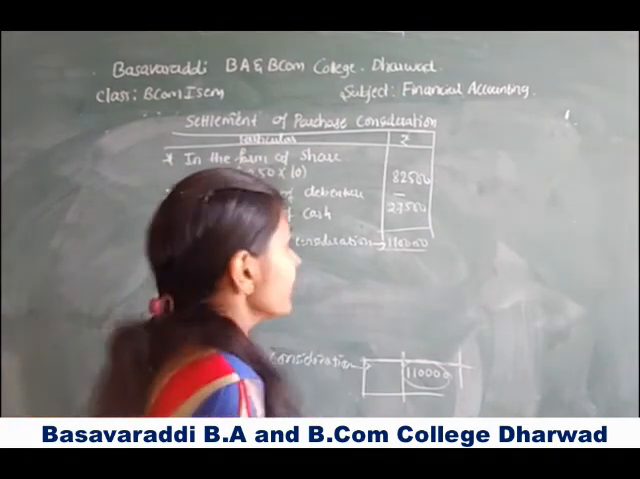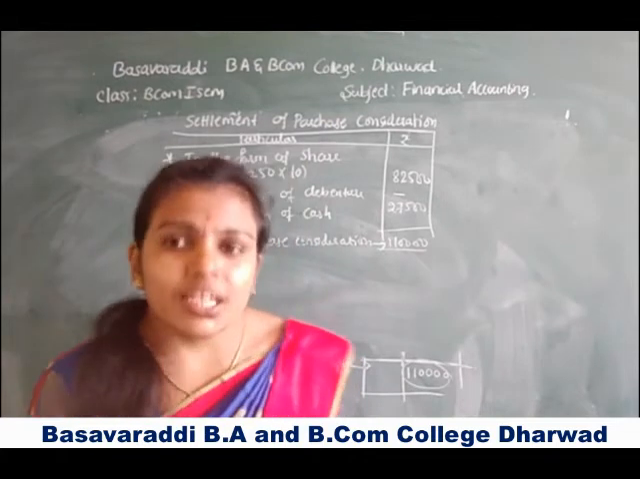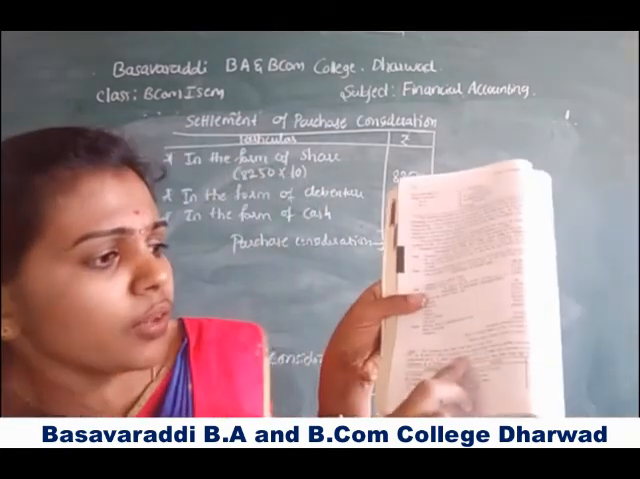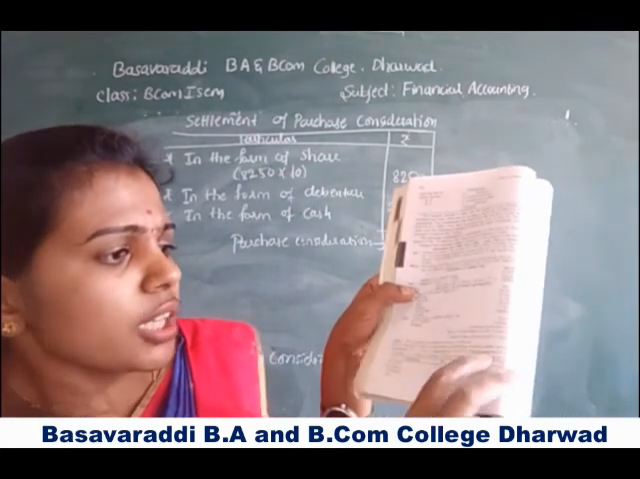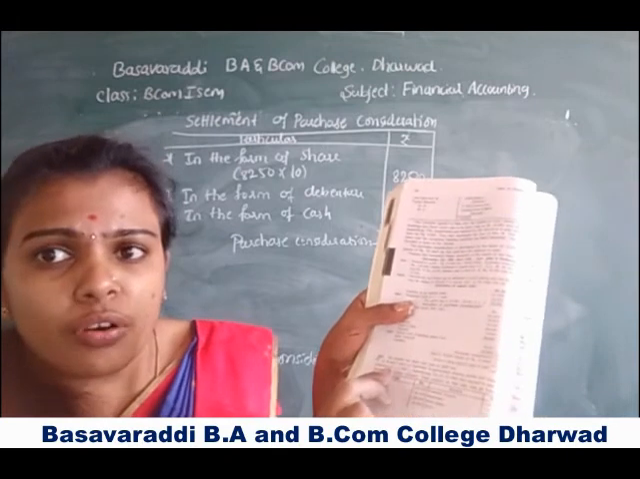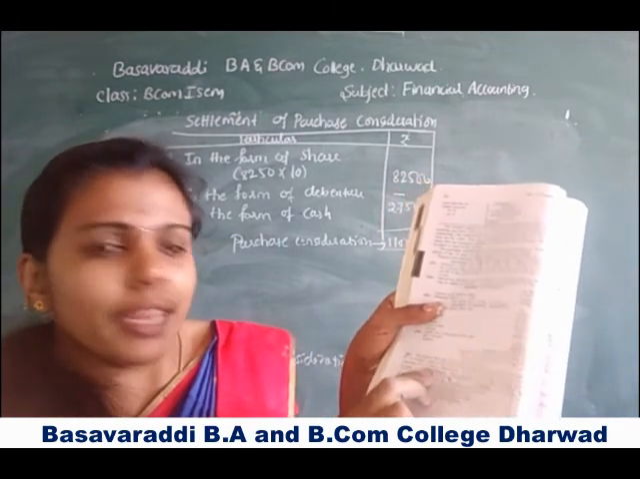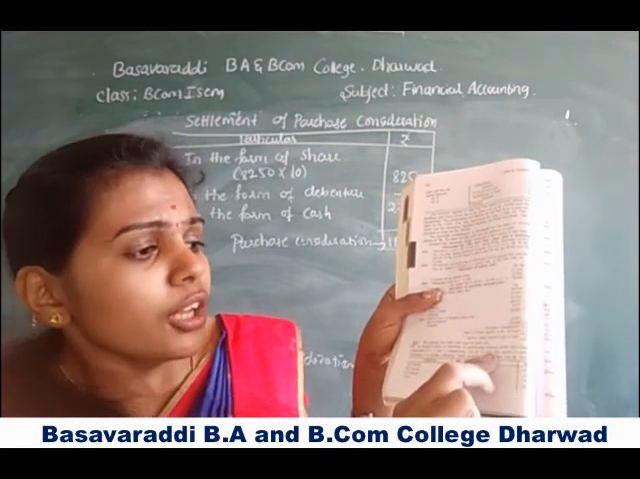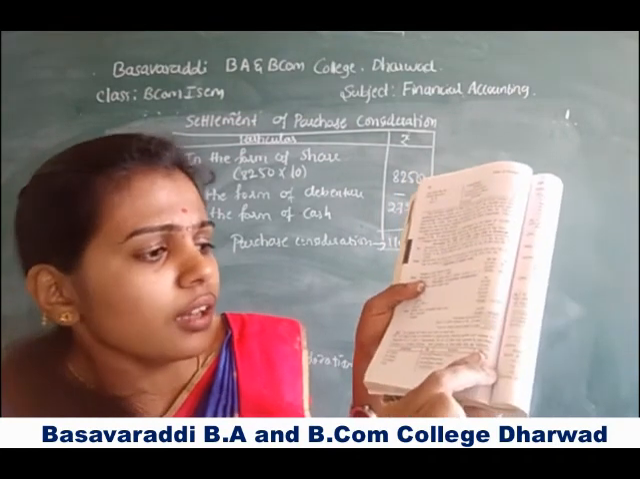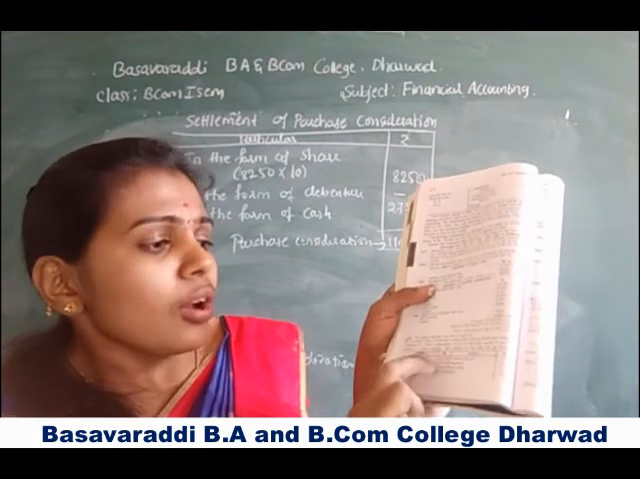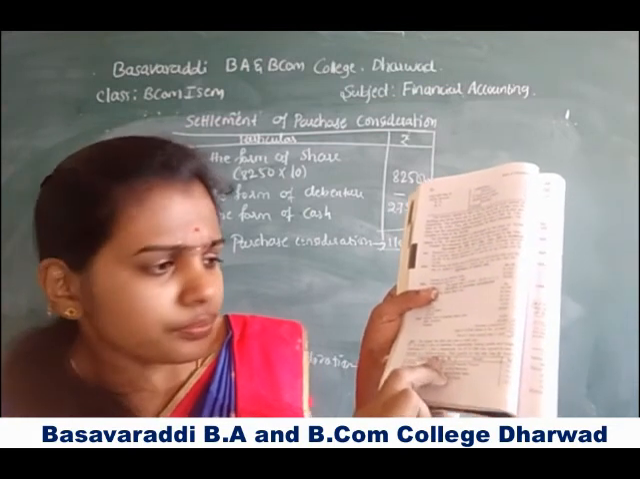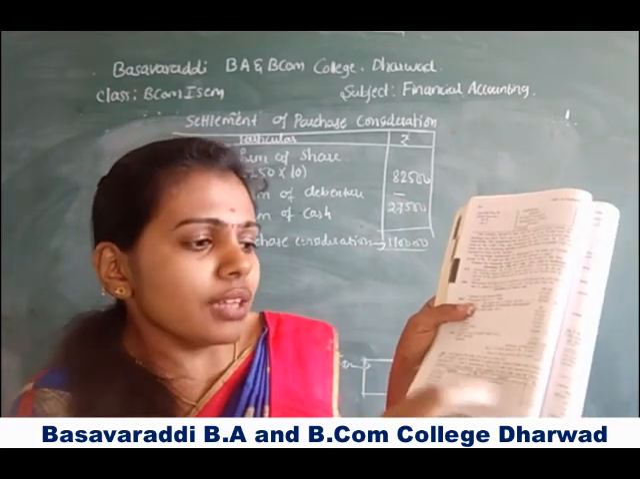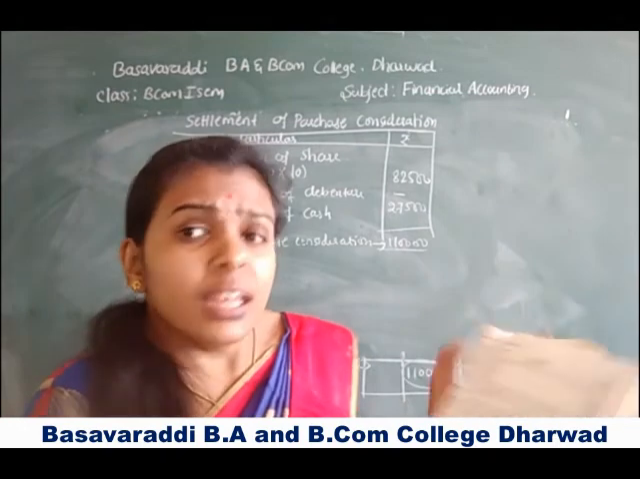Next problem regarding the calculation of purchase consideration under net asset method. A, B, C carry on the business in partnership, sharing the profits and losses in the proportion of 1 by 2, 3 by 8 and 1 by 8 respectively. On 31st 12 1982, they agreed to sell the business to a limited company. Their position on that date was as follows. They have given the assets and liabilities of the limited company.